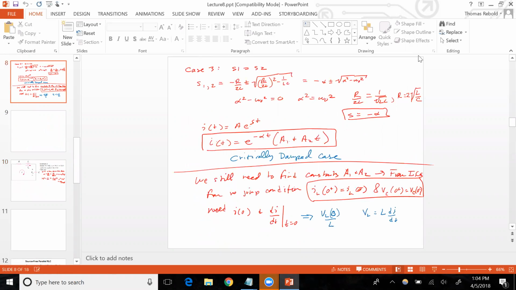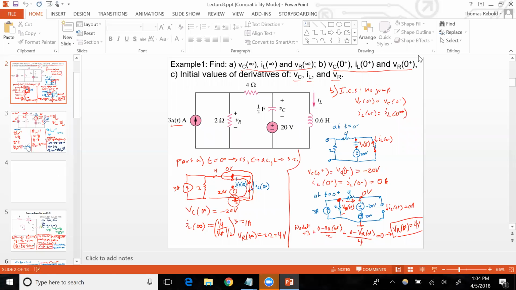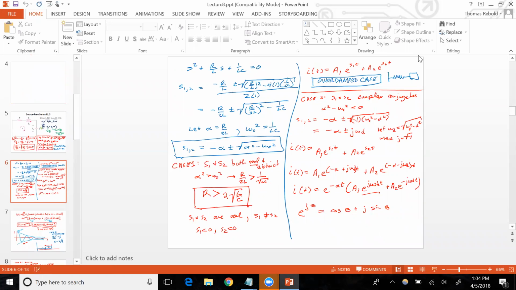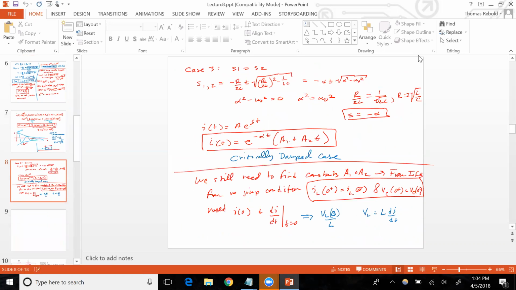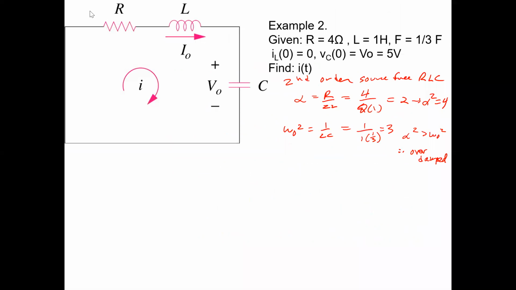Well, we went through the process of finding the initial and final values of inductor current and capacitor voltage, and then we derived the equations for source-free RLC. So you saw how that all worked. Should have been pretty familiar to you from differential equations. And then we started working on example 2, a source-free series RLC circuit.